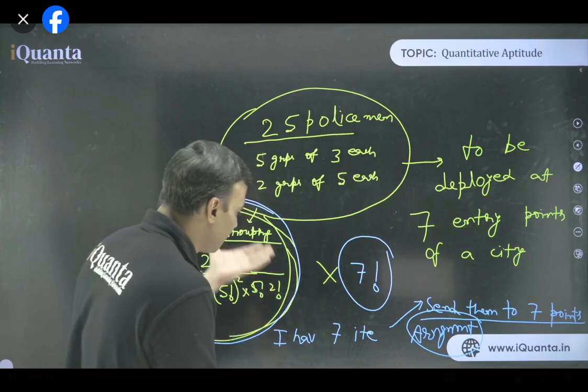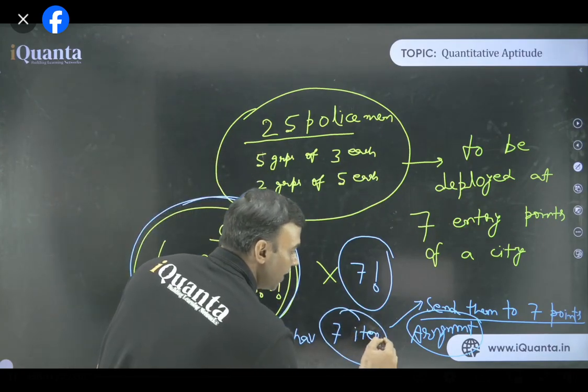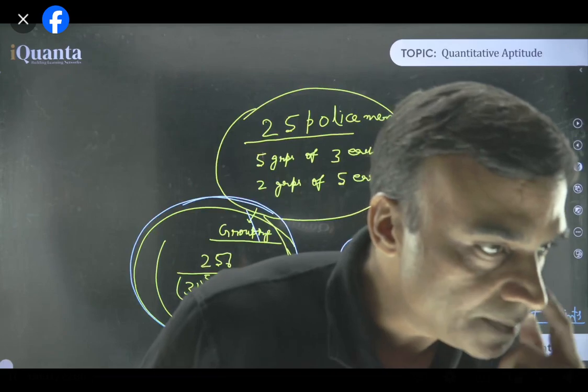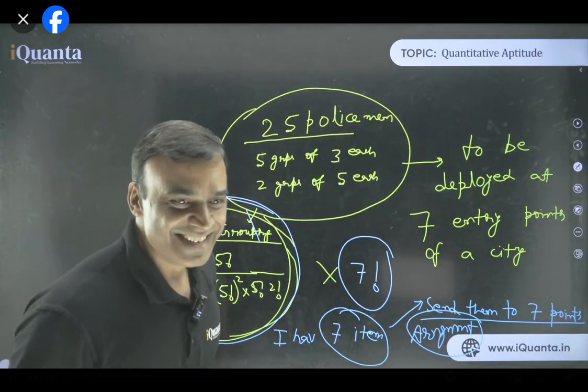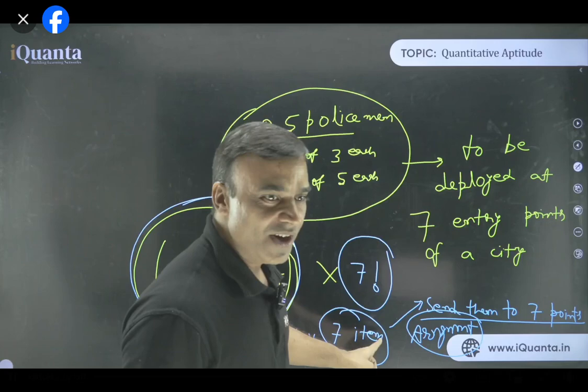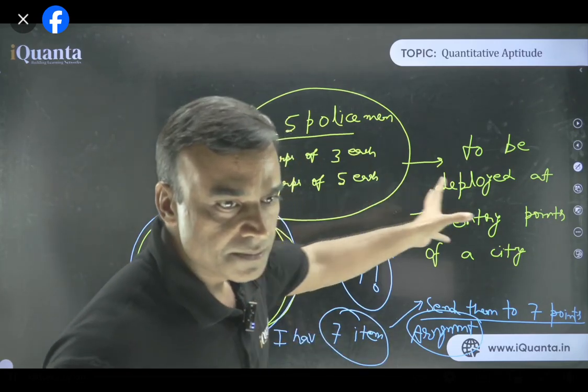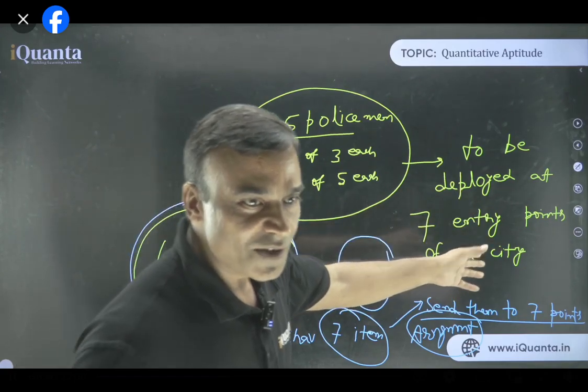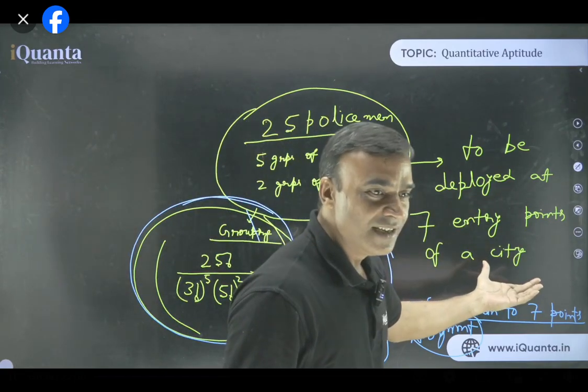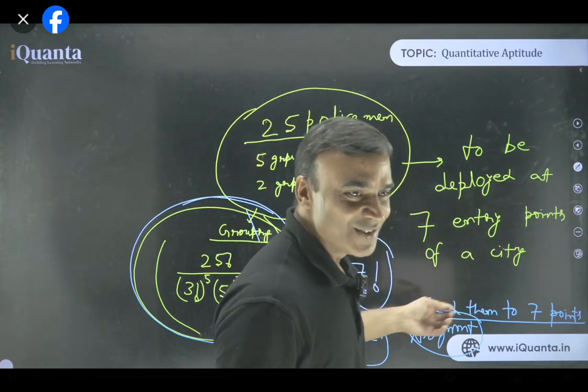What do you have in your hand after this calculation? You have 7 items in your hand. Why are you bothered about 25 items now? Okay. So you will focus only on grouping and arranging. Chandru has mentioned it very clearly. Grouping is a different part. So how can 7 points be the same? There are different entry points of a city. There are 7 different places in the city. So you have to.